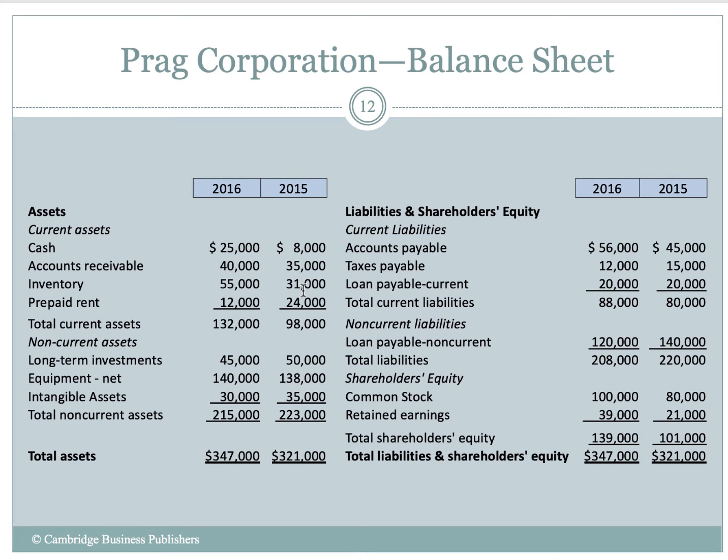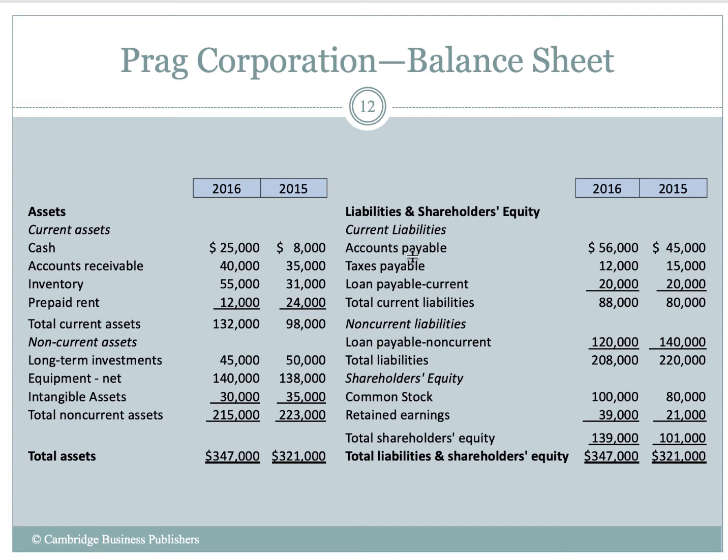Look at inventory. Inventory was $31,000. It went up to $55,000. So we have an increase there. Look at our prepaid rent. It went down. It was $24,000. It went down to $12,000. So we have a decrease of $12,000 in prepaid rent.